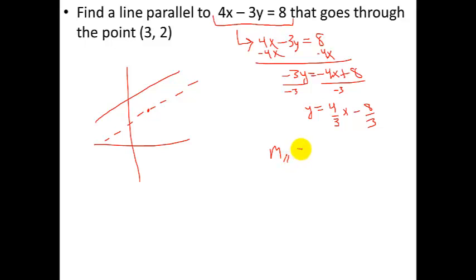So m of my parallel line, this is a symbol for parallel, two little lines at an angle, is 4/3. Okay, that's really, really important. And my point is (3, 2).